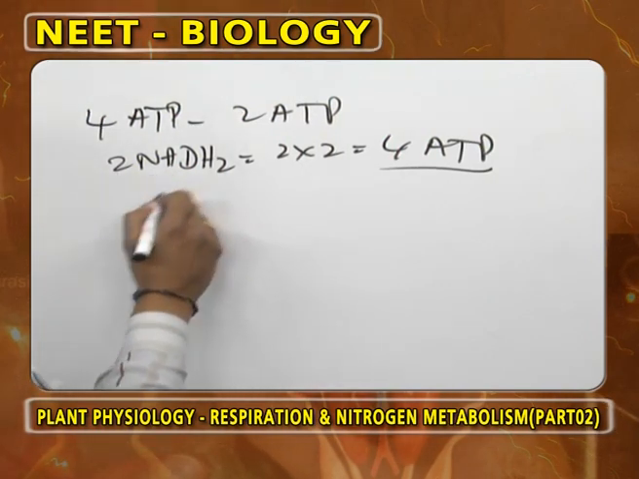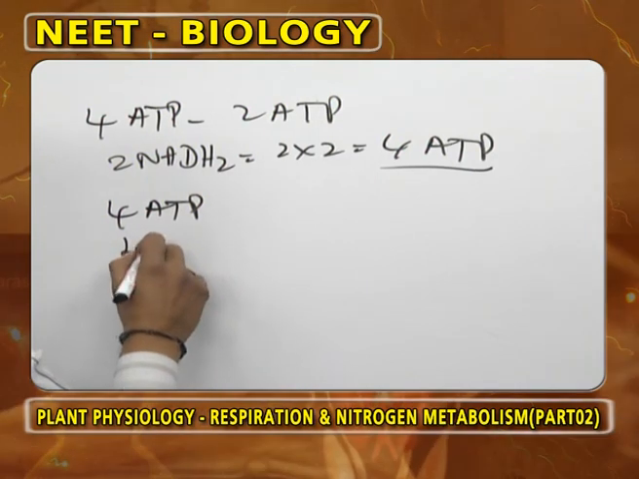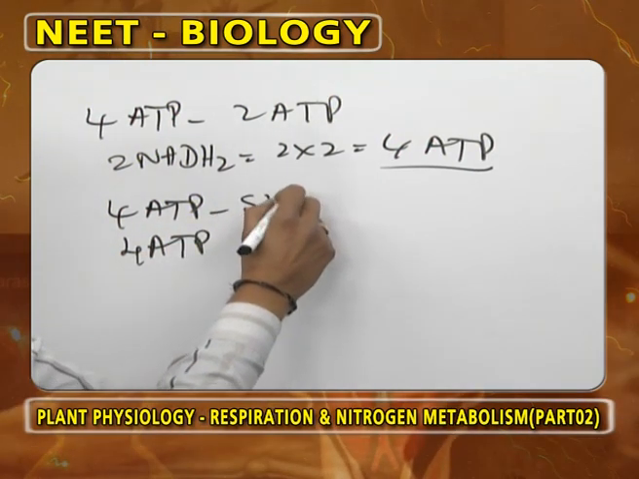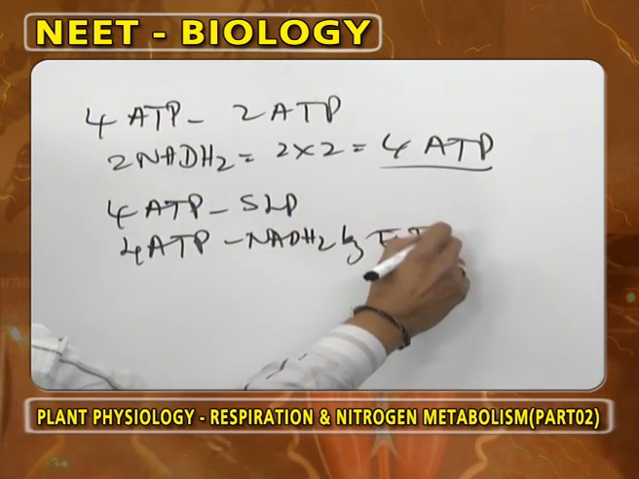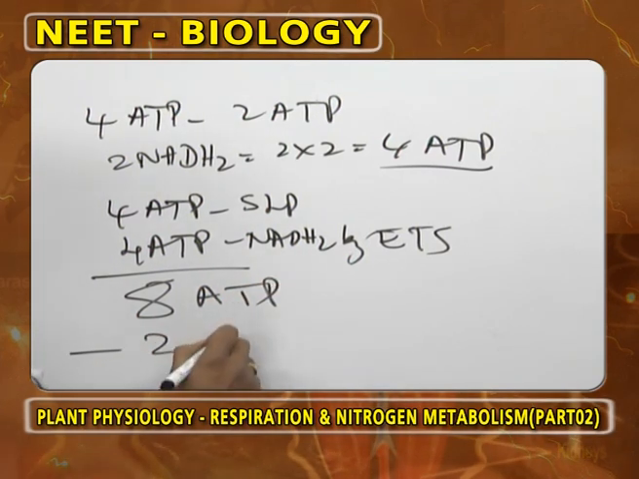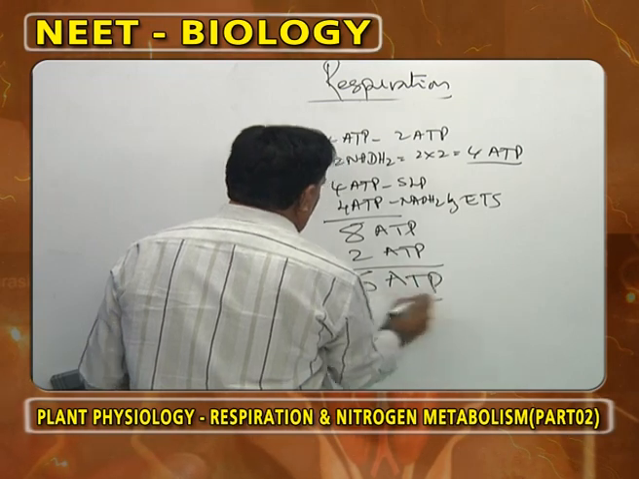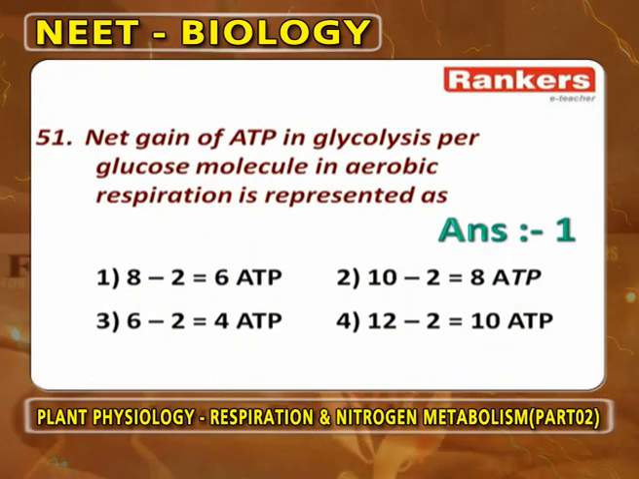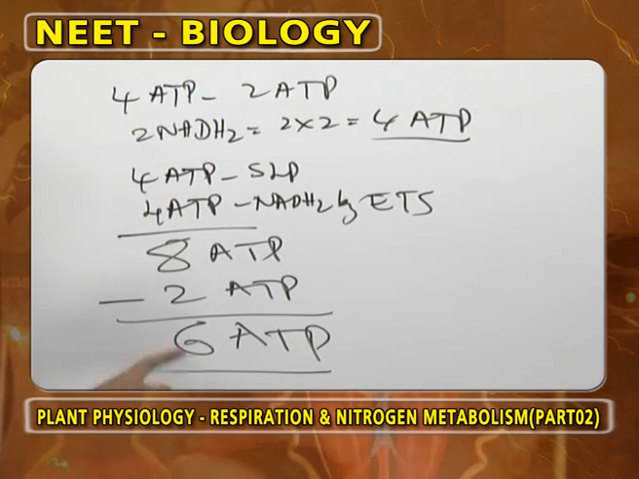So, in total 4 ATP are formed by substrate level phosphorylation, and 4 ATP are formed from NADH2 by ETS. So in total, how many ATP are formed? 8 ATP are formed. In the starting stages 2 ATP are utilized. So, the net gain in aerobic respiration of glycolysis is 6 ATP. It is represented as 8 minus 2, which is 6.